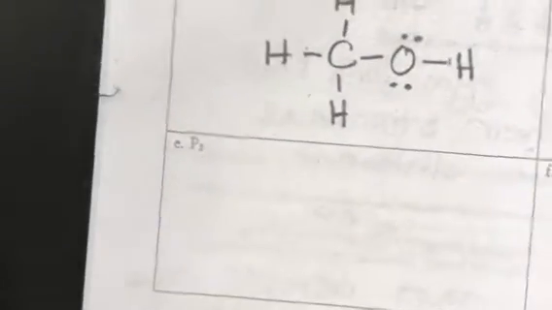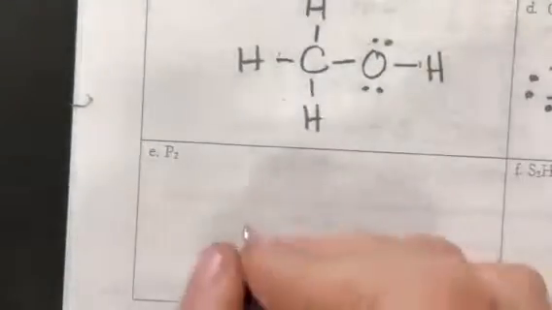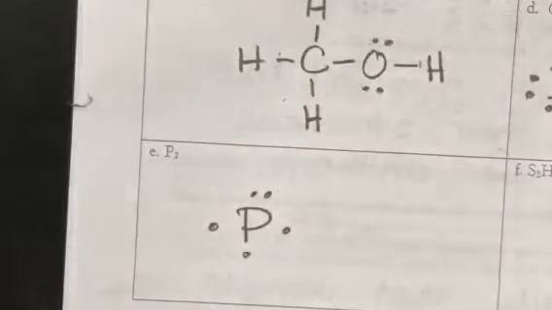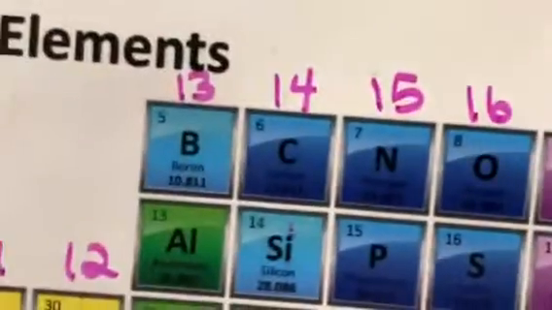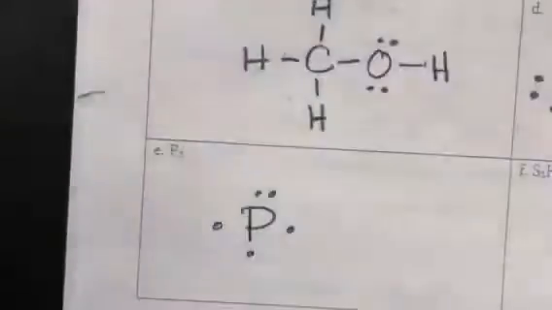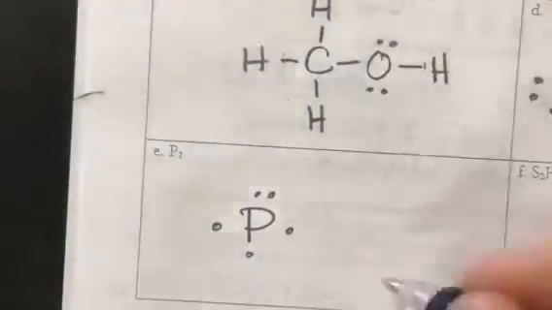Then we've got letter E. We got P2. So P2, we got phosphorus has 5 valence electrons. I know that because it's in group 15. But if I drew out the entire Bohr model for phosphorus, you'd see that it had 5 valence electrons.